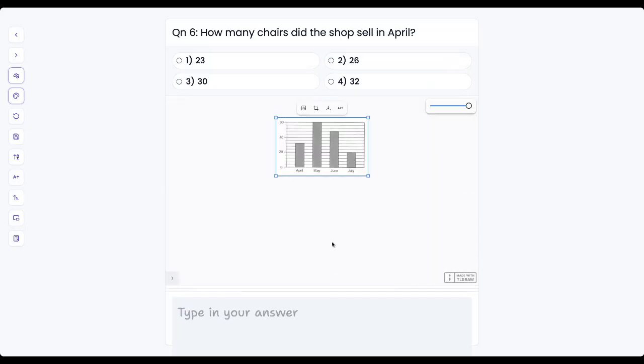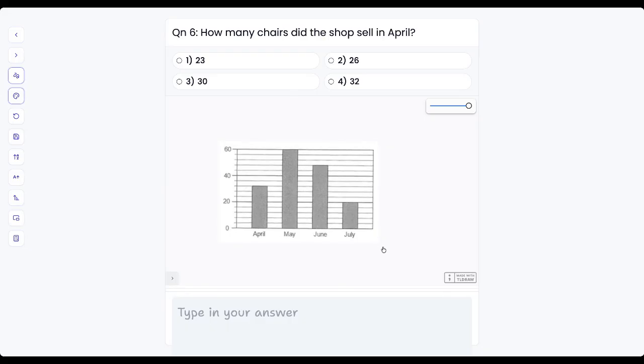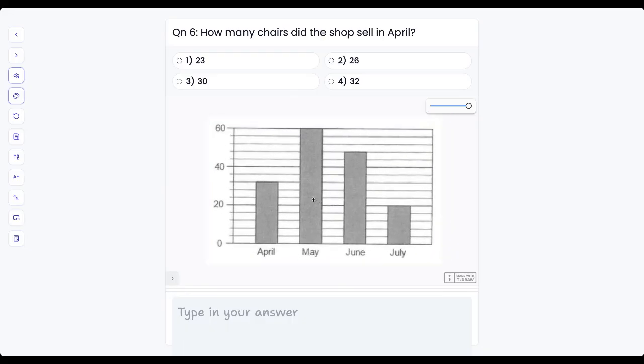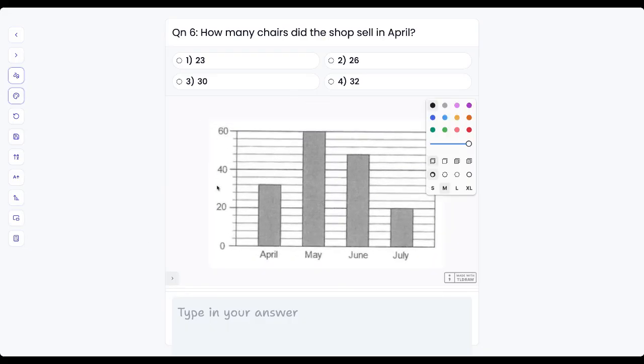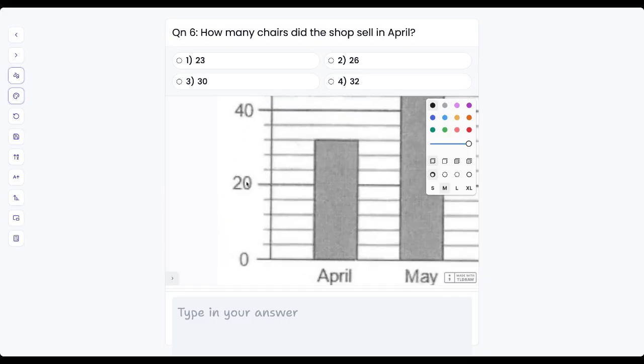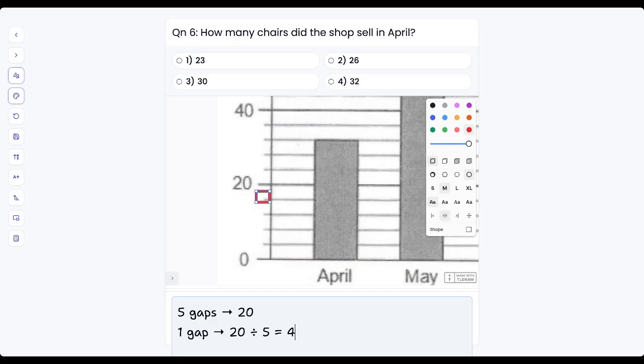Okay, let's look at the graph over here. In this graph, let's look at the number of gaps before the first number. We have 1, 2, 3, 4, and 5. So there are 5 gaps equal to 20. One gap is equal to 20 divided by 5, and this will be equal to 4.